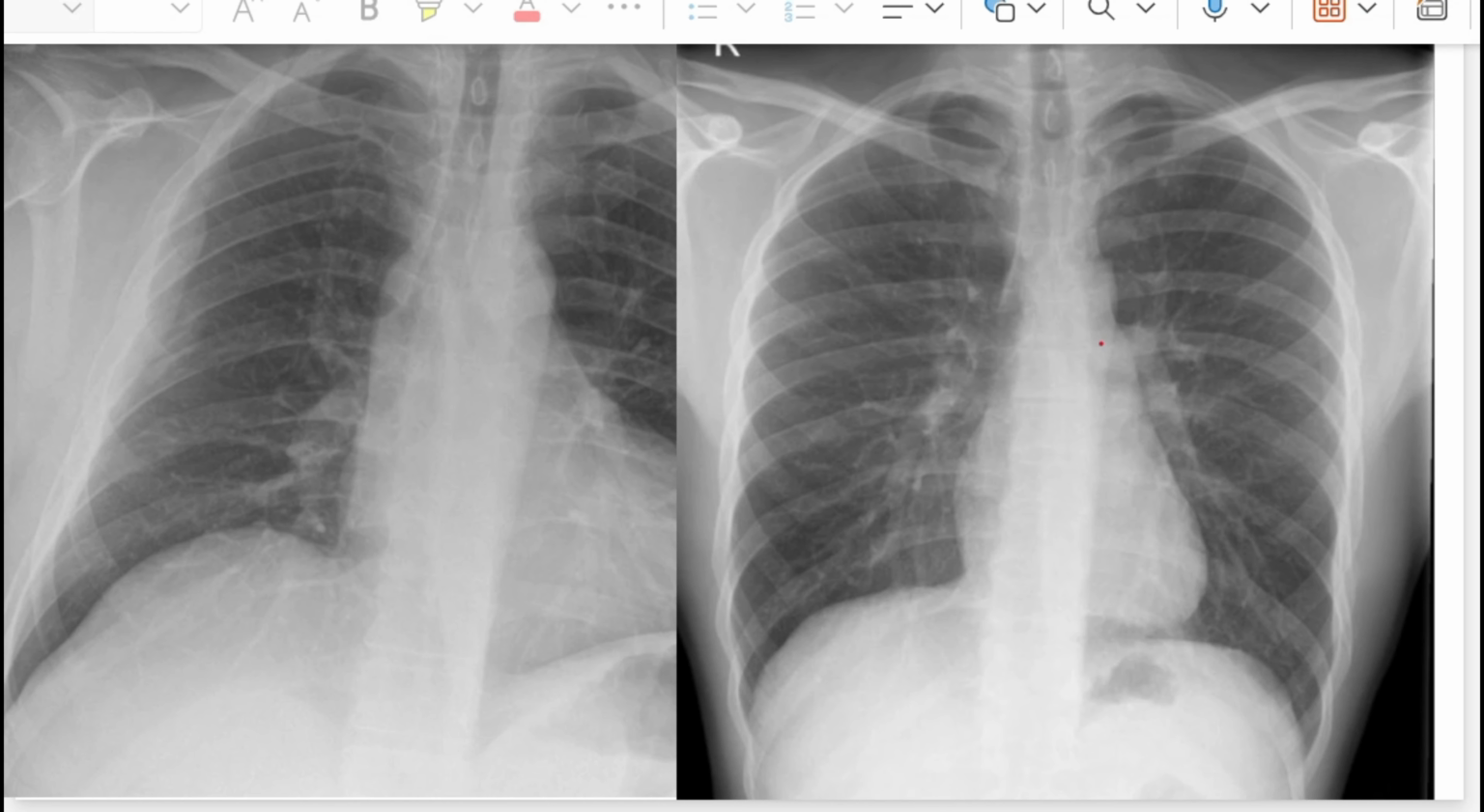So let's count the ribs here. This is the first rib, normal. The second rib, normal. Third rib, normal. Fourth rib normal, fifth rib normal, sixth rib normal, seventh rib, eighth rib. So the seventh rib here, there's kind of a stepping here. This is the seventh rib. What about the eighth rib?